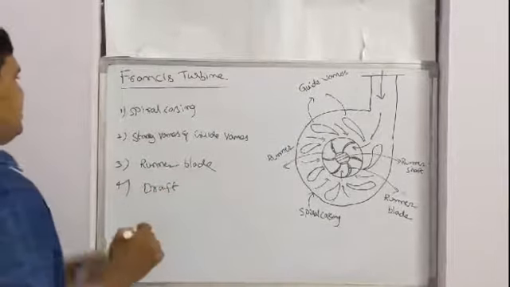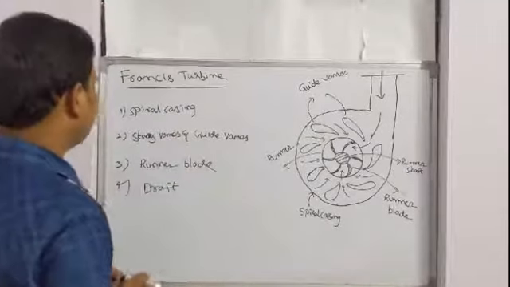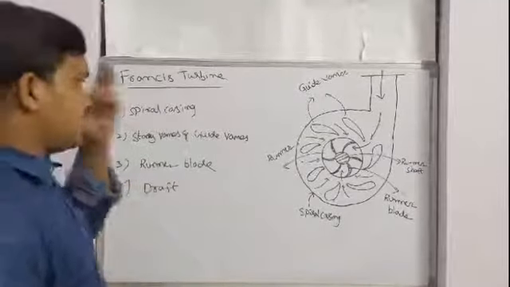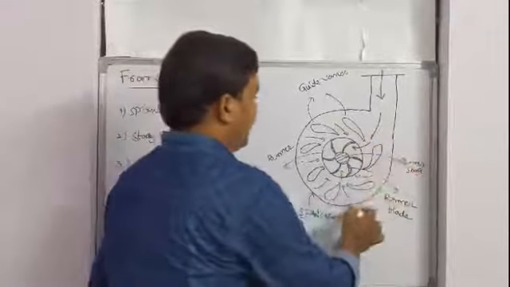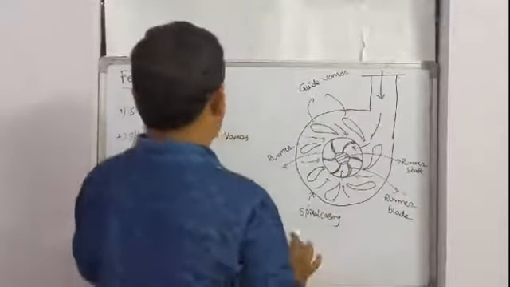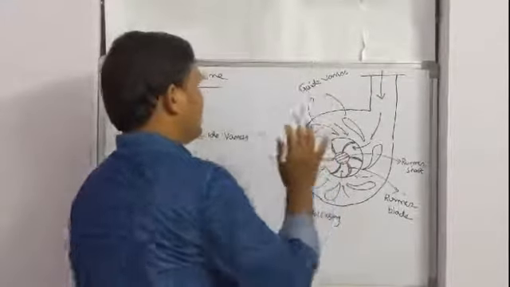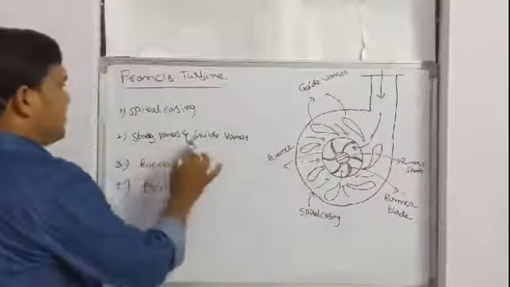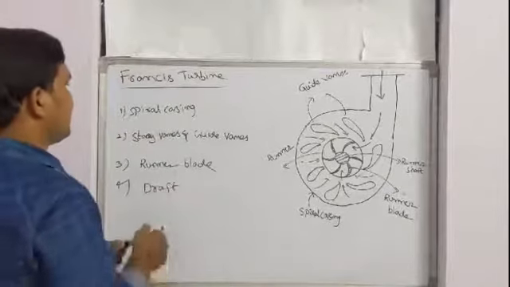Some textbooks treat stay vanes and guide vanes as different parts. Coming to the spiral casing, the spiral casing has a gradually decreasing cross section. Here the kinetic energy increases. In the spiral casing, the stay vanes and guide vanes are situated.